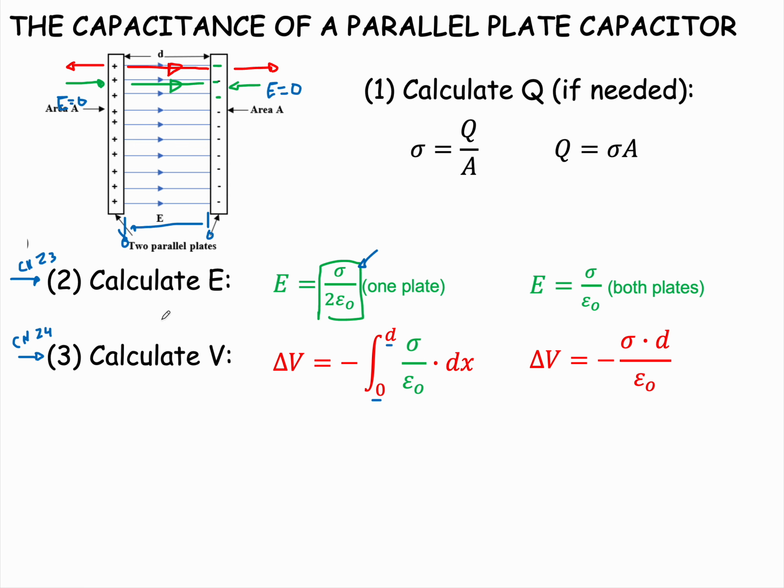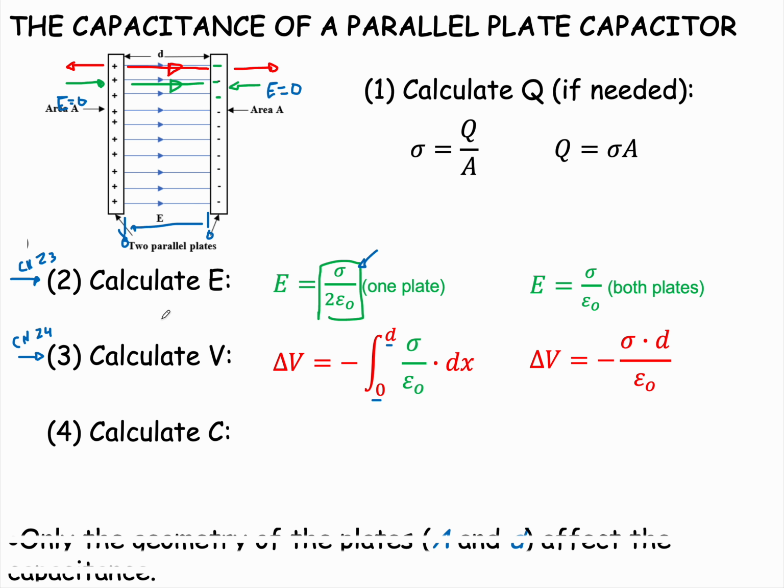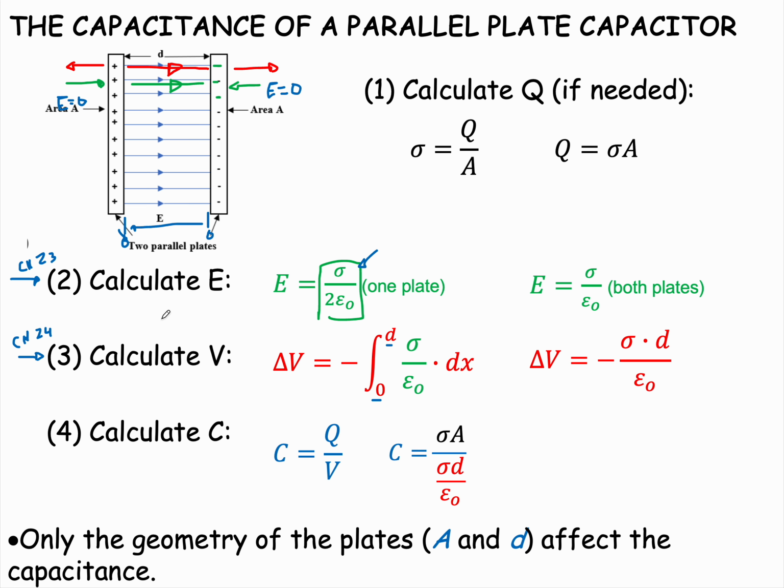The good news is the last step does not require calculus. To calculate capacitance, all we have to do is use the definition. In this case, that's the charge per volt. That's the definition of capacitance. What's the charge? Well, from up above here, it's just sigma times our area. And what's the voltage? Well, that's from what we just calculated over here. We can plug that in.